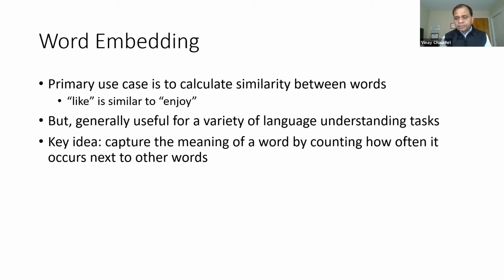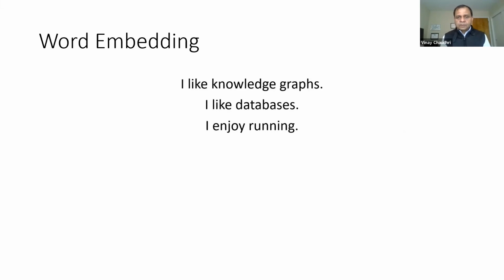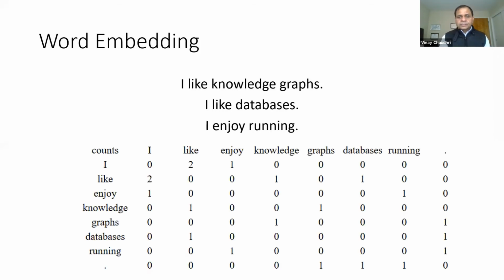Okay, let's make it concrete. And let's say we have a corpus which has just these 3 sentences. I like knowledge graphs, I like databases, I enjoy running. Okay, from this corpus, I can calculate numbers like this. So for example, in the first row here, in the second column, the number is 2 because like appears next to I twice, right? And for enjoy, the number is 1 because enjoy appears next to I only once, right? And I can similarly calculate numbers for the other positions and create a matrix of the form that you are seeing here.